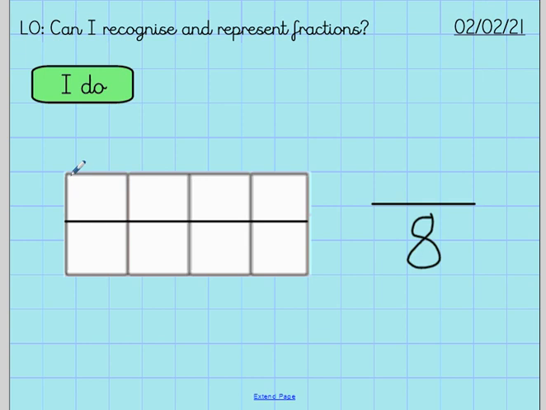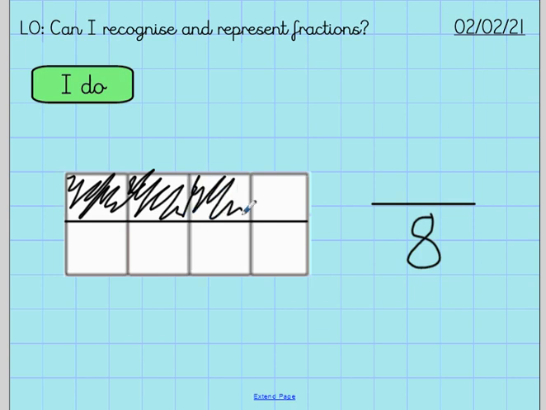Now if I shaded three of those parts, I would say that 3/8 were shaded. So we're looking at 3 because I've asked you how many were shaded. So 3 out of 8. 3 out of the 8. So there are 8 altogether, and 3 of them are shaded.